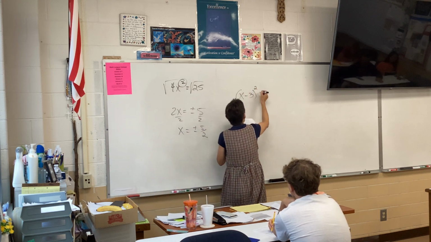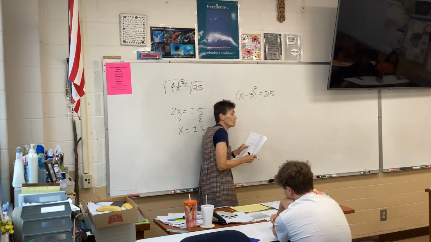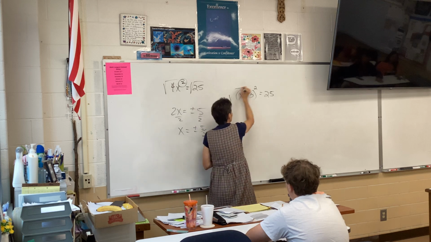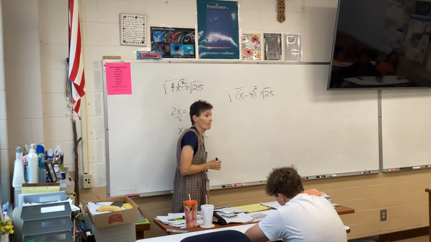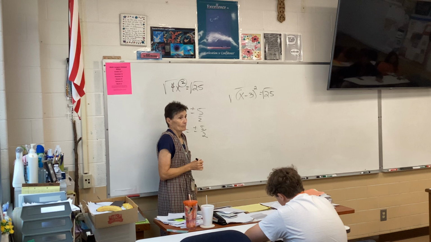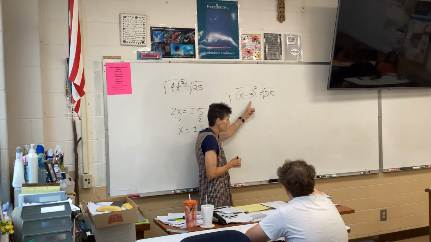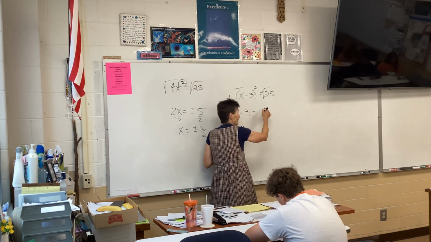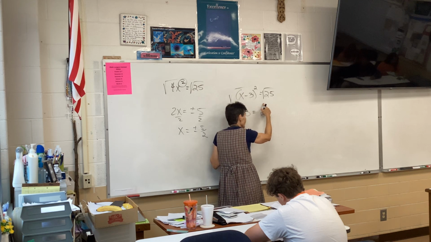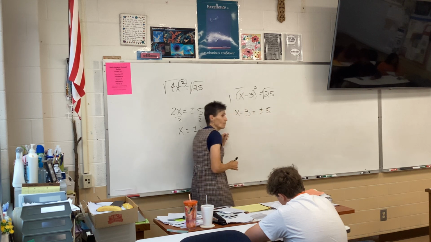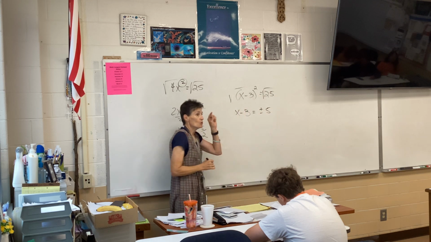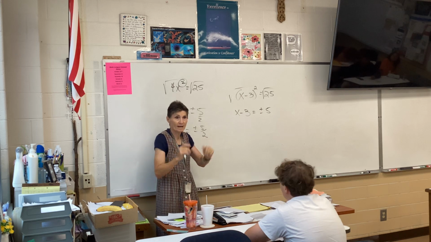Again, there are other ways to do the problem, but this is set up beautifully to take the square root. What is the square root of (x minus 3) squared? X minus 3, beautiful. And what's the square root of 25? Plus or minus 5. Remember, when you square root both sides, you gotta put plus or minus on one side or the other.